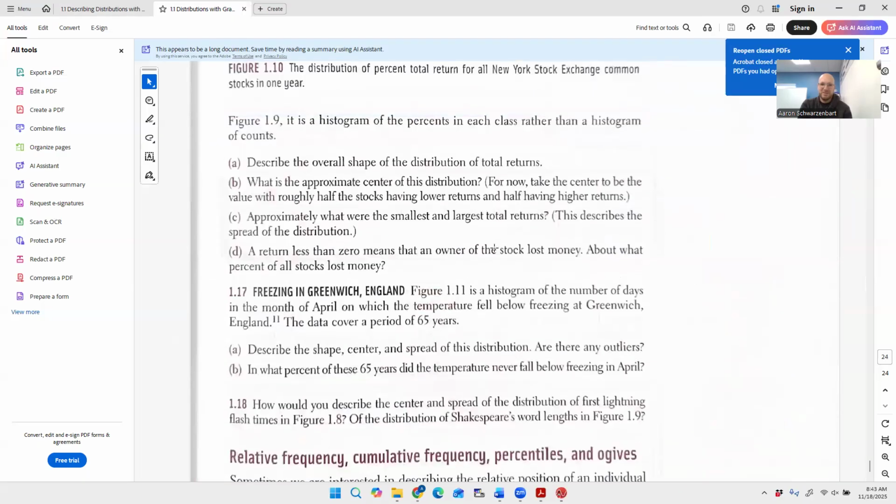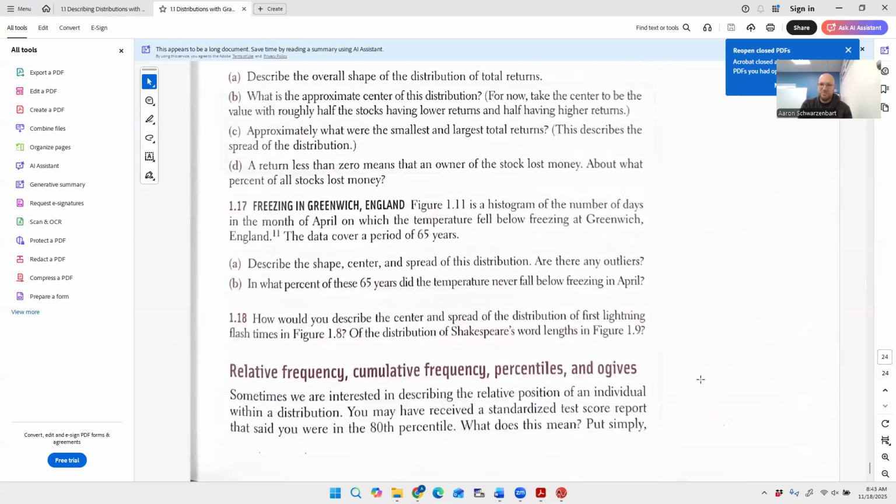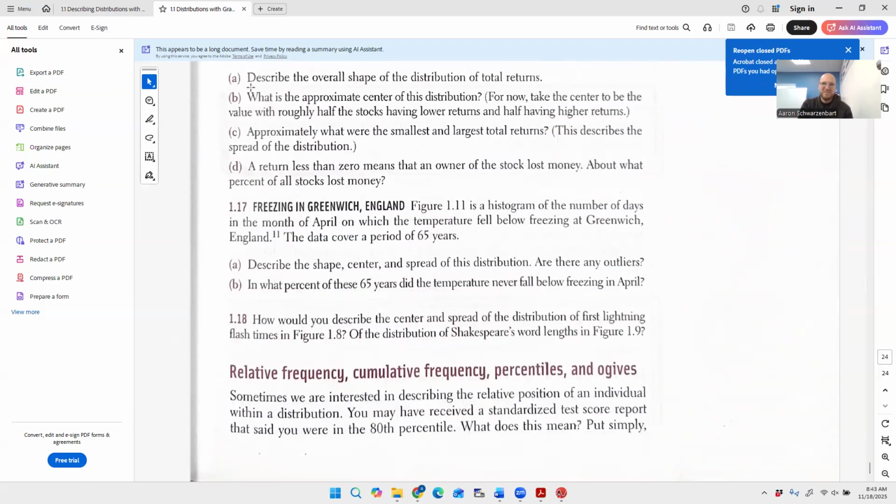Okay, last thing we're going to talk about is relative versus cumulative frequencies, percentiles, and ogives. Yes, an ogive is a type of graph. That's it.